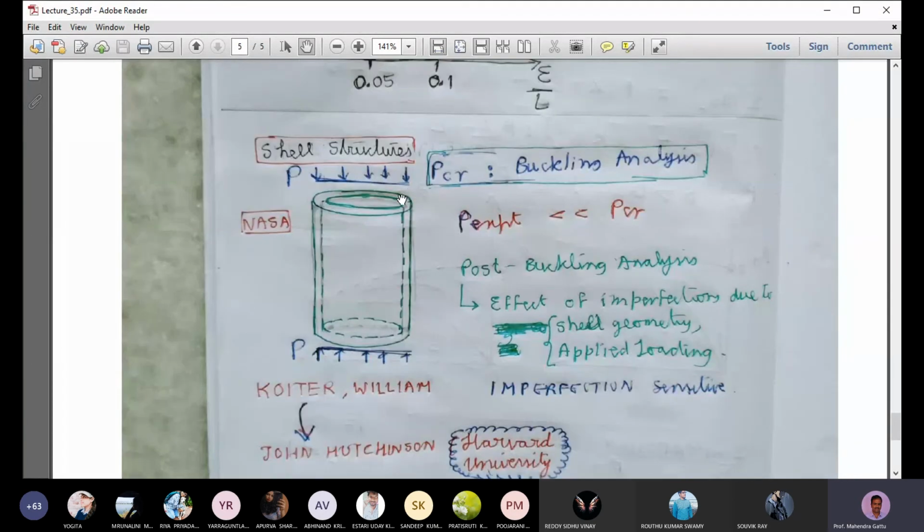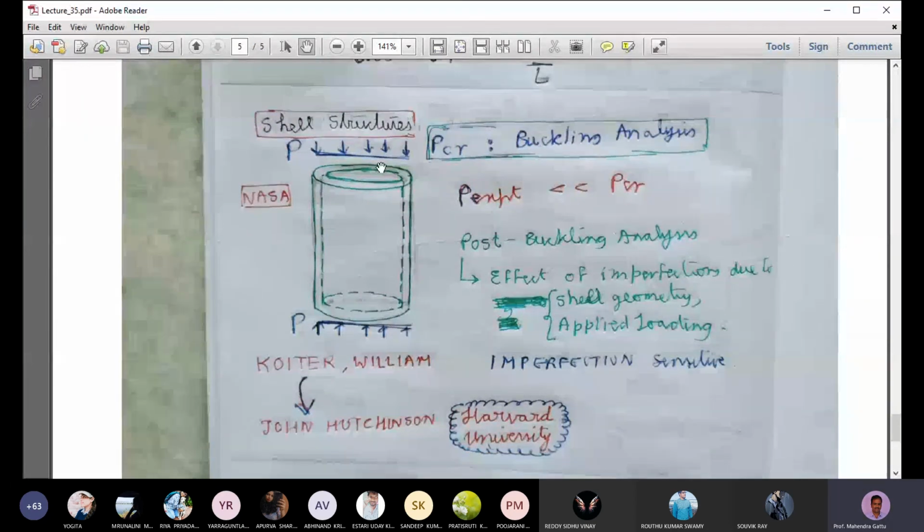Okay. So this is a cylindrical shell, and this cylindrical shell is subjected to axial load P. So these shells were studied by NASA in around the 1950s and 1960s. There was a lot of testing which was done on these shells, and what they found is they have the theoretical buckling loads P critical, which was obtained from the mathematical analysis. So they found that the experimental loads were very less compared to this P critical loads. So they didn't know why it was happening.